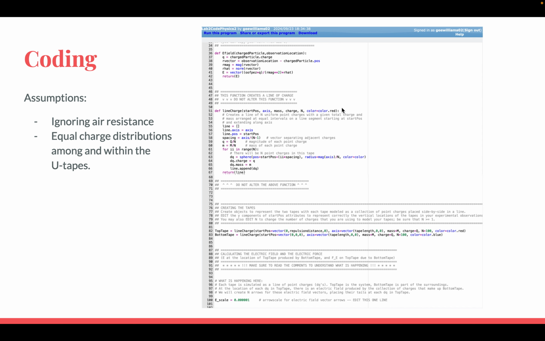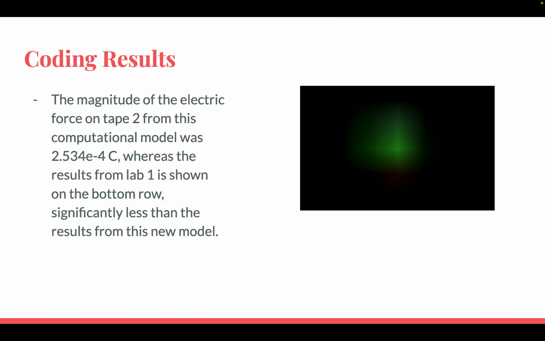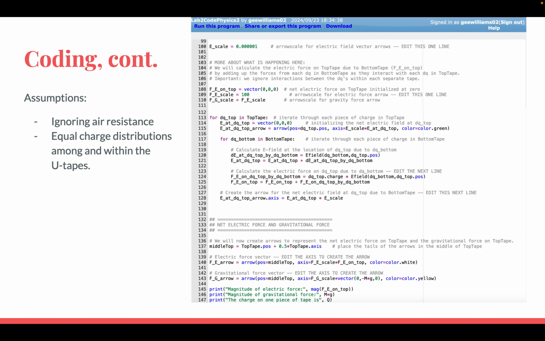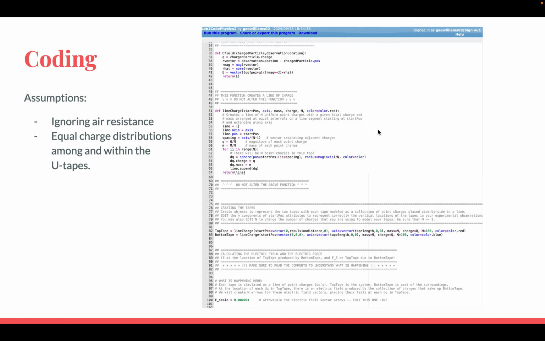So what we did in this model that's different from the first one is that we're no longer treating it as a point charge. We're treating the two tapes as pieces of tape, which is how we got this model here, which is essentially a bunch of vectors that's supposed to represent the tape. And then this is tape 1, and then this would be tape 2, and this is everything acting on it, and this is sort of the sum of all of that. So that's what we did here.